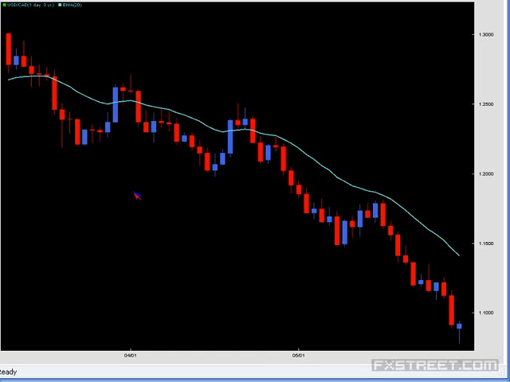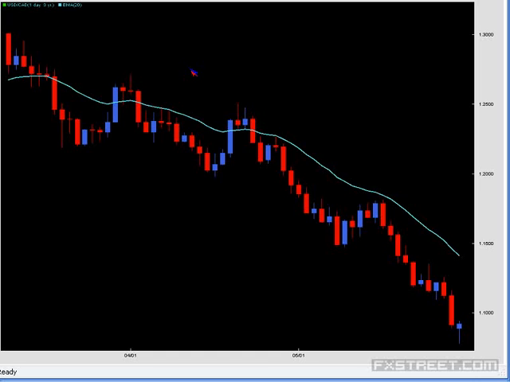Out of all the 19 blue candles, only 3 of them were followed by another blue candle. This blue candle was followed by another blue candle. This blue candle was followed by another blue candle. And this blue candle was followed by another blue candle.